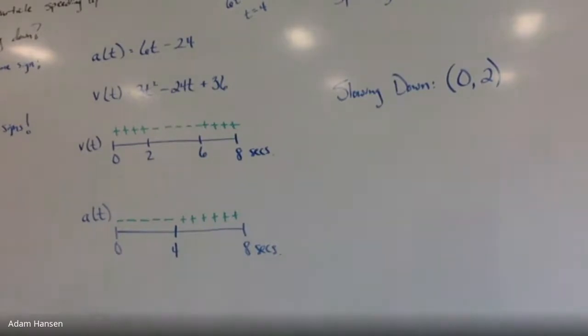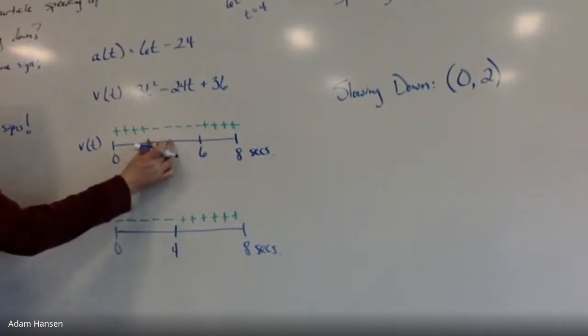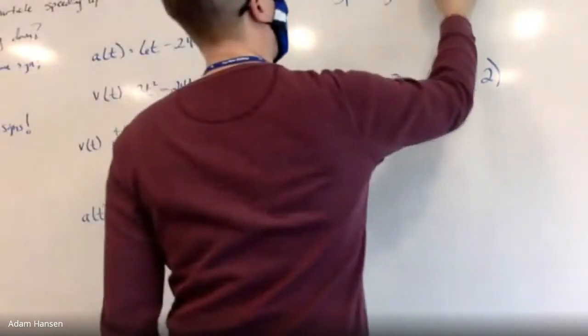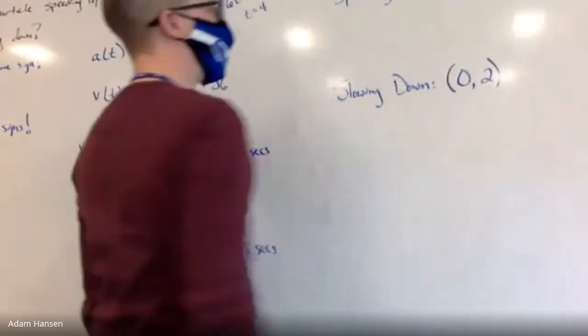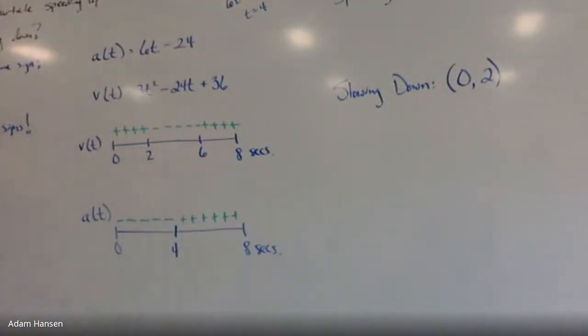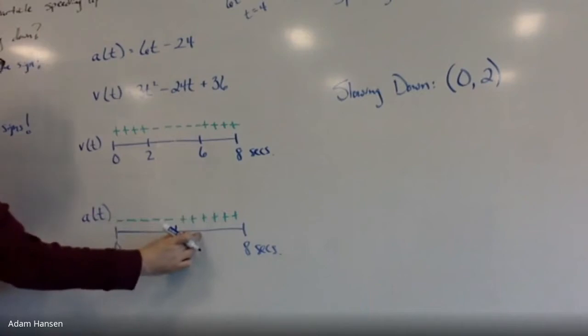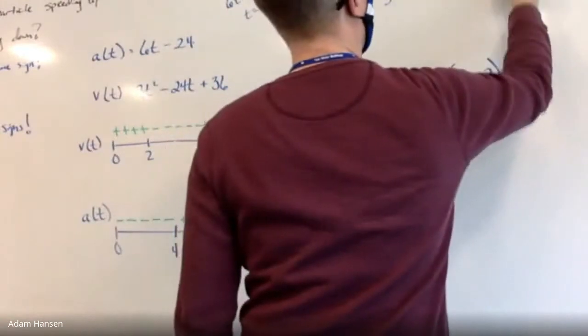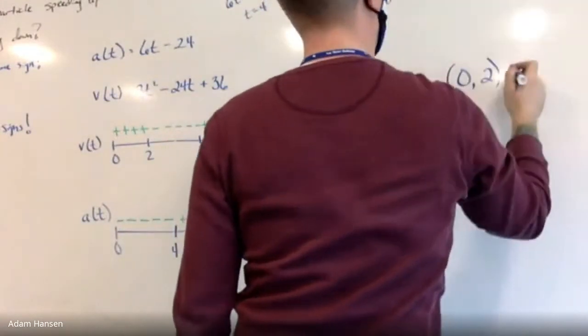Then what happens? Speeds up. Between what 2 times? 2 and 4. Between 2 and 4, velocity is negative, acceleration is still negative. Then what happens? Slows down again, because velocity stays negative, but acceleration goes back to positive. So from 4 to 6, slowing back down again.